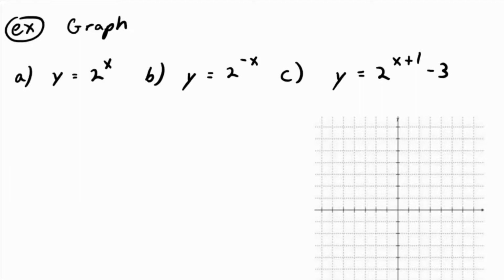Let's graph some of these things, and then we'll talk about domain and range, and then we'll do just one more example. So in part A, let's graph y equals 2 to the x. Now this, y equals 2 to the x, is the same function we looked at earlier, n of t equals 2 to the t, right? We're just changing the letter that represents the input and the output.